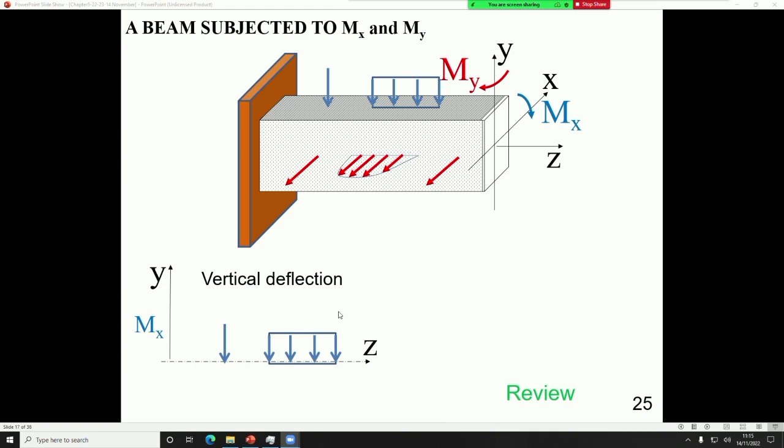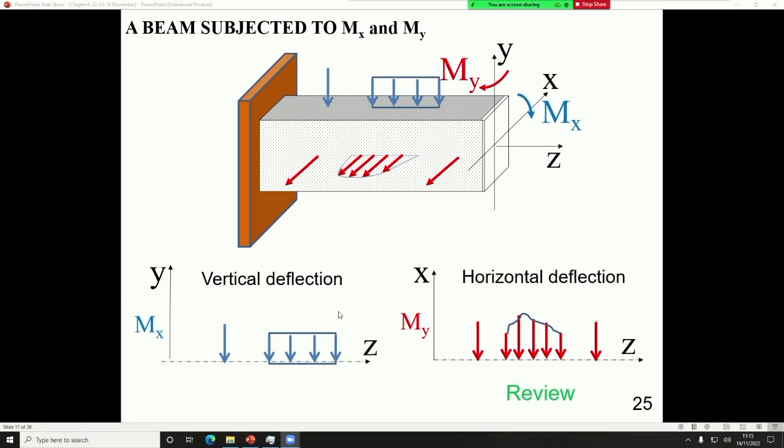Now, we move on to the next plane, the XZ plane. The force is applied in the XZ plane, so the moment is about the Y axis. I need the second moment of area about the Y axis, and then if I double integrate the general equation for My, I end up with the horizontal deflection. And that is what you're going to do to answer the last part of your assessment sheet question.